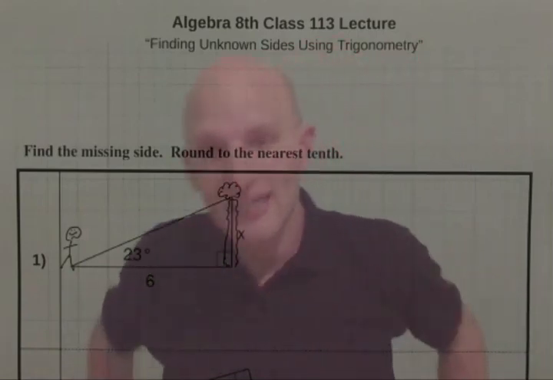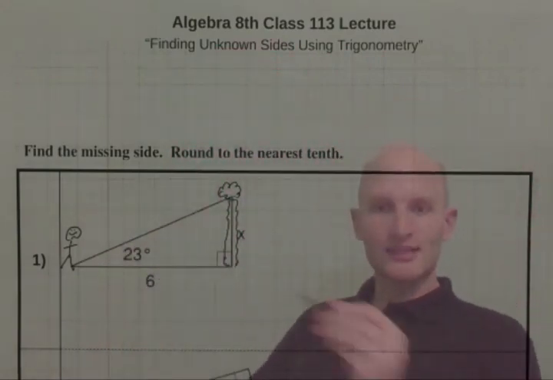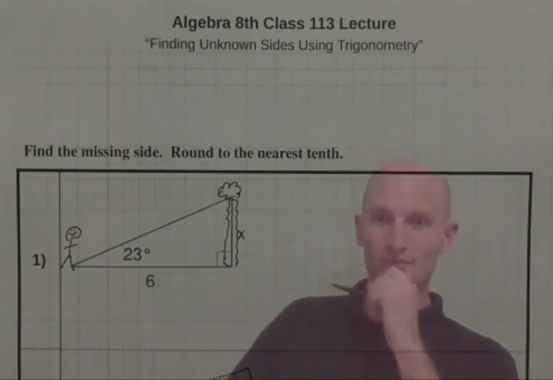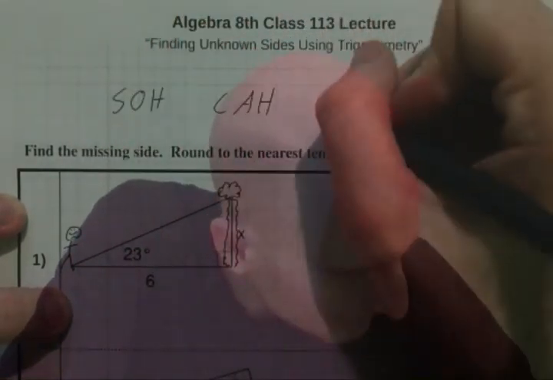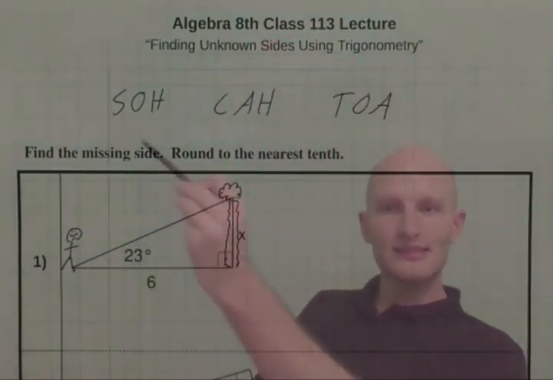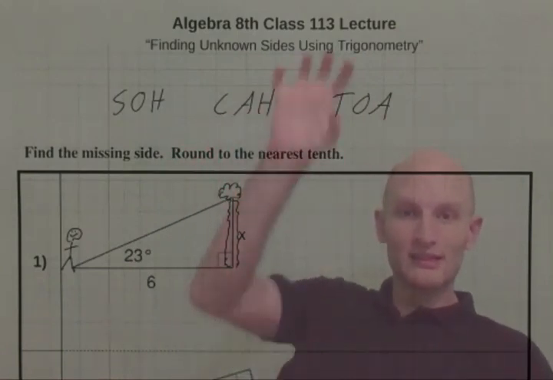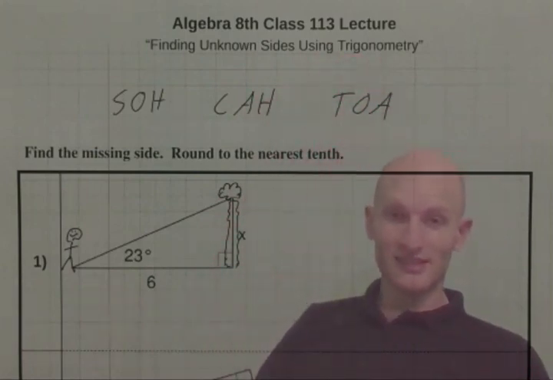Okay, so let's talk about how to do this. Here we have a triangle, and they give us an angle and a side. Okay, before we solve this problem, let's review. Let me just write the SOHCAHTOA. Okay, I left some space up here. SOHCAHTOA. Okay, and we know that this is sine equals opposite over hypotenuse, cosine equals adjacent over hypotenuse, tangent equals opposite over adjacent.